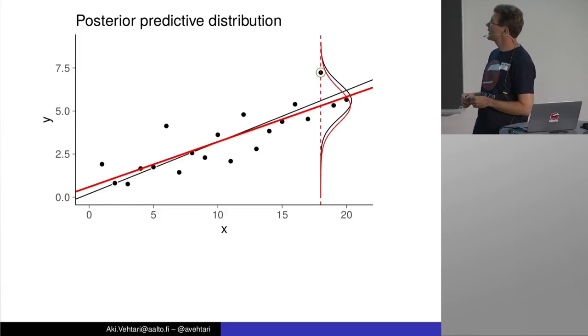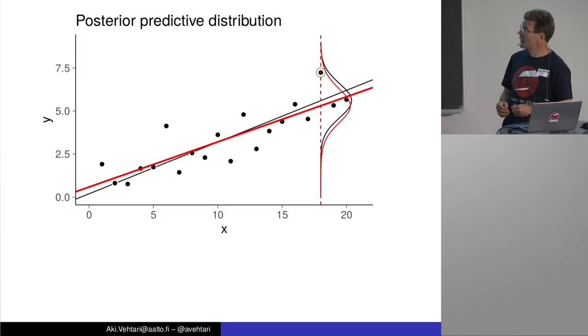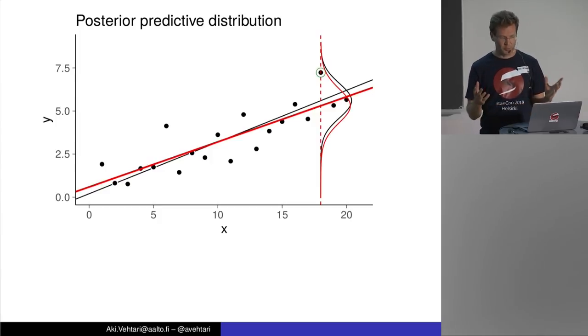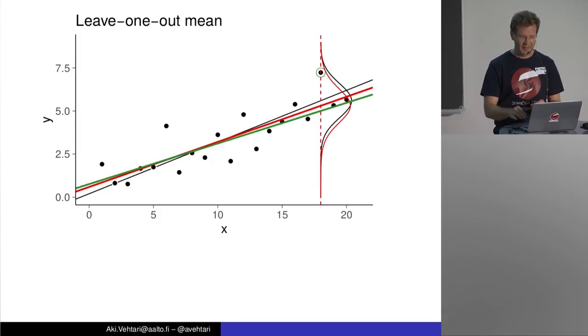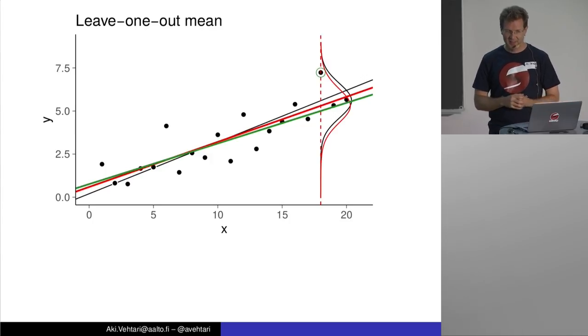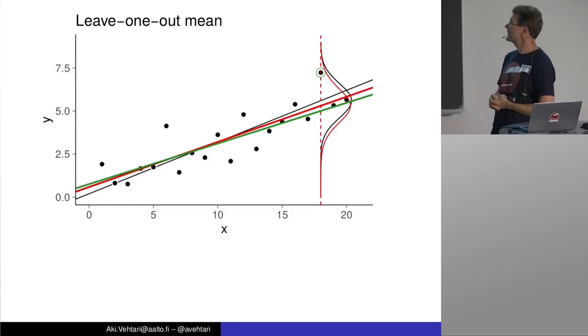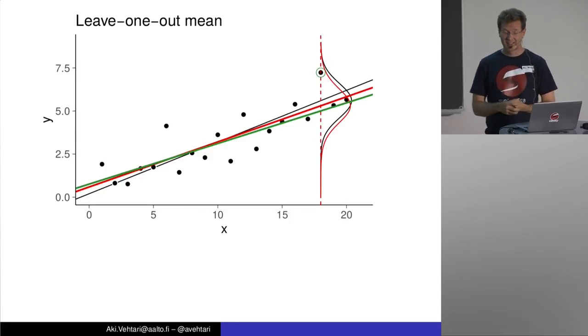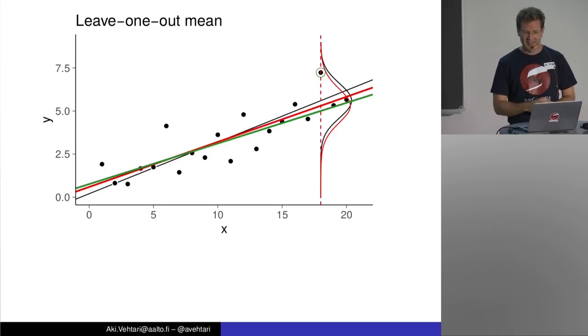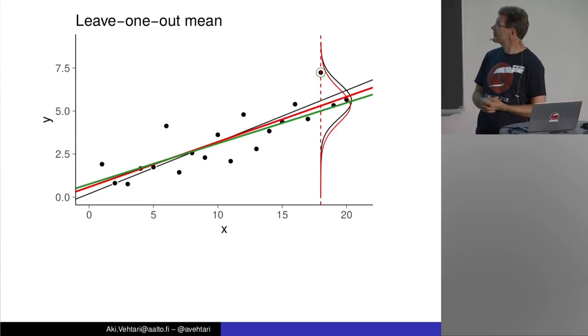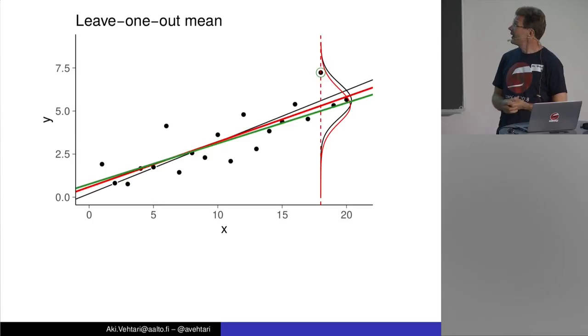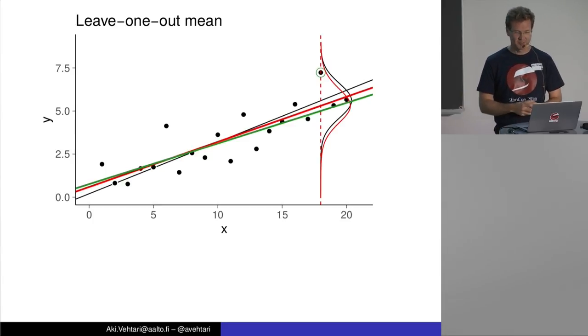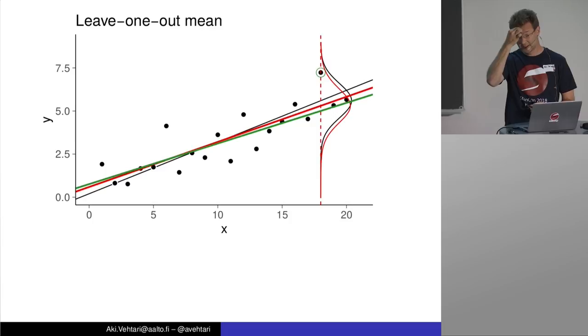So we can now pick one of these already seen observations and leave it out, and fit a model to the rest of the 19 observations. And we can see now that the leave-one-out fit is different because it's fitting a different data set. And since we are not using this left out observation, we can use it as a test, new data observation.